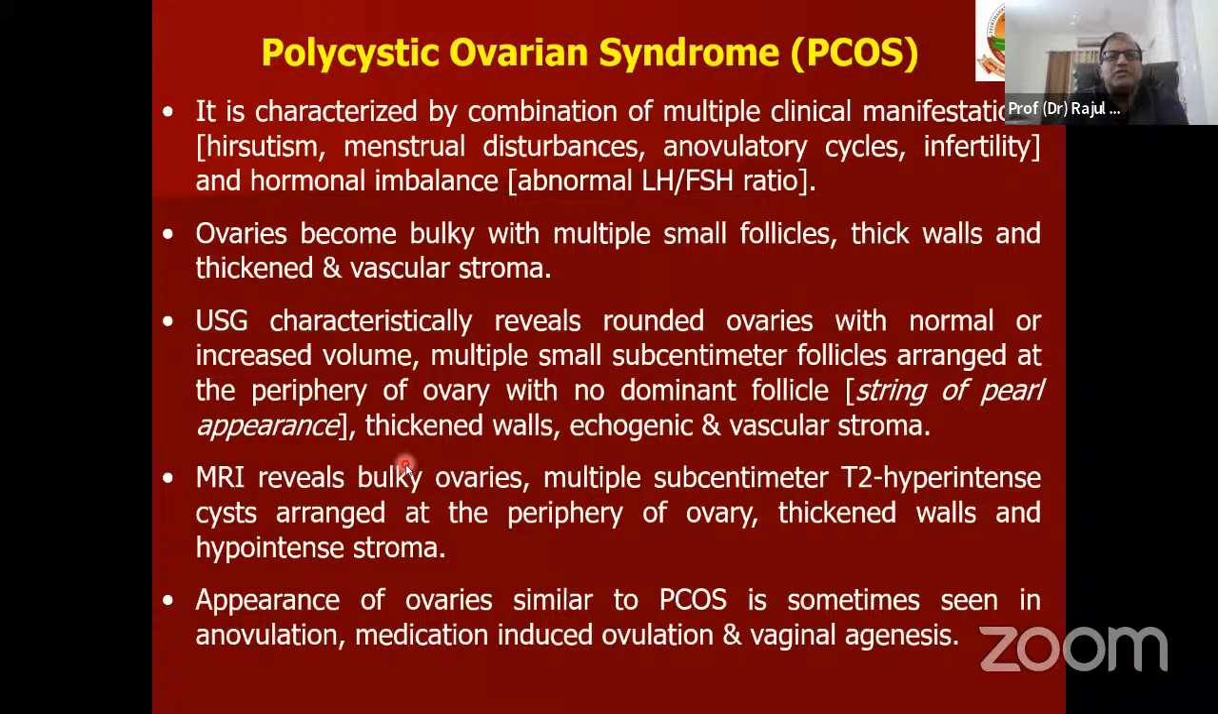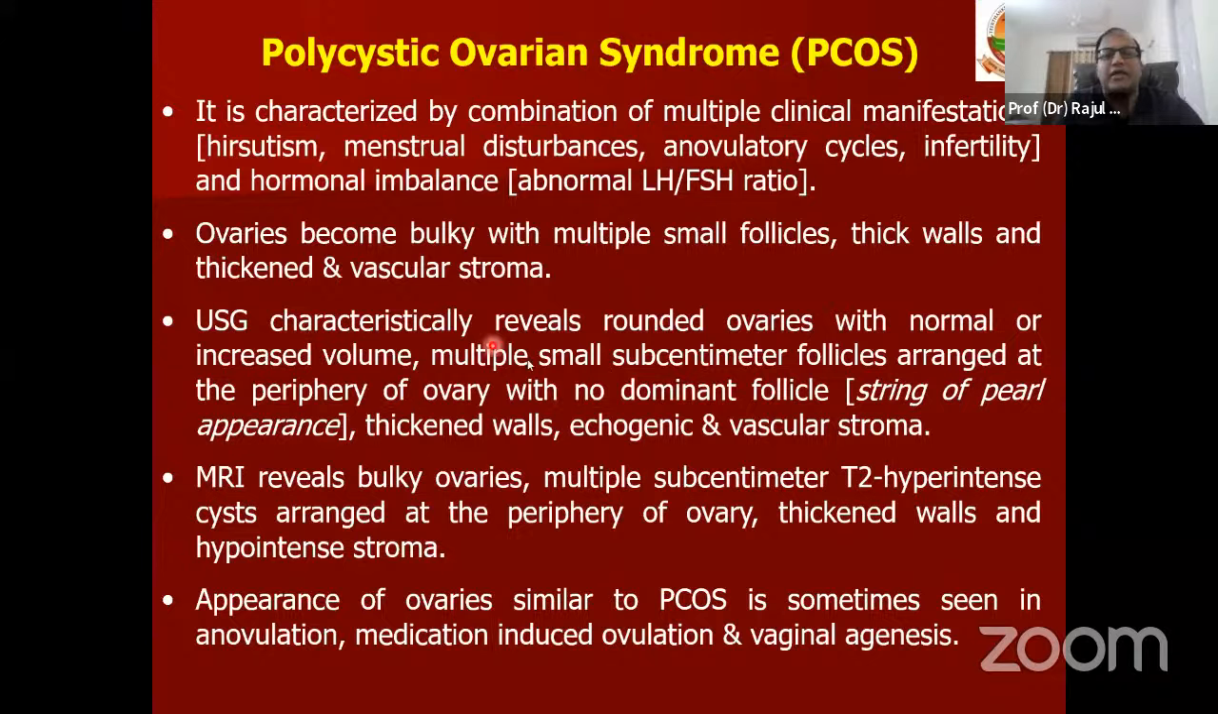So now coming on to certain diseases which we know are common causes in routine practice. One of these is polycystic ovarian syndrome. As a radiologist or an imaging person, we can't diagnose the syndrome because it's a combination of multiple clinical manifestations, biochemical tests, and imaging features. But on imaging, we see that the ovaries are usually bulky. They have multiple small follicles. The ovaries have thickened walls, so we have to evaluate the tunica albuginea or the walls of the ovaries, and the thickened and vascular stroma. The thickened and vascular stroma will be seen as echogenic stroma, and usually we use color power Doppler instead of color Doppler, because here we do not require the direction of the flow. We just require to see how many vessels are present within the stroma.